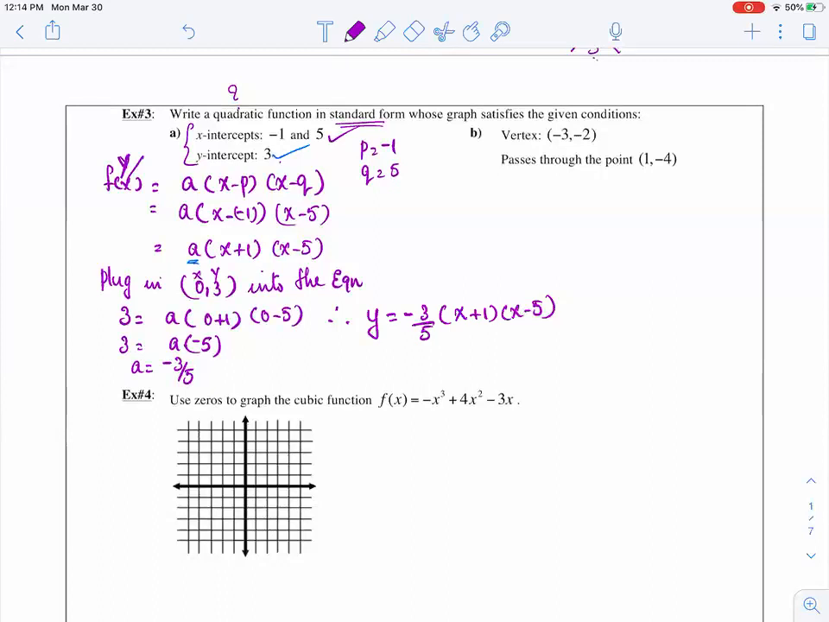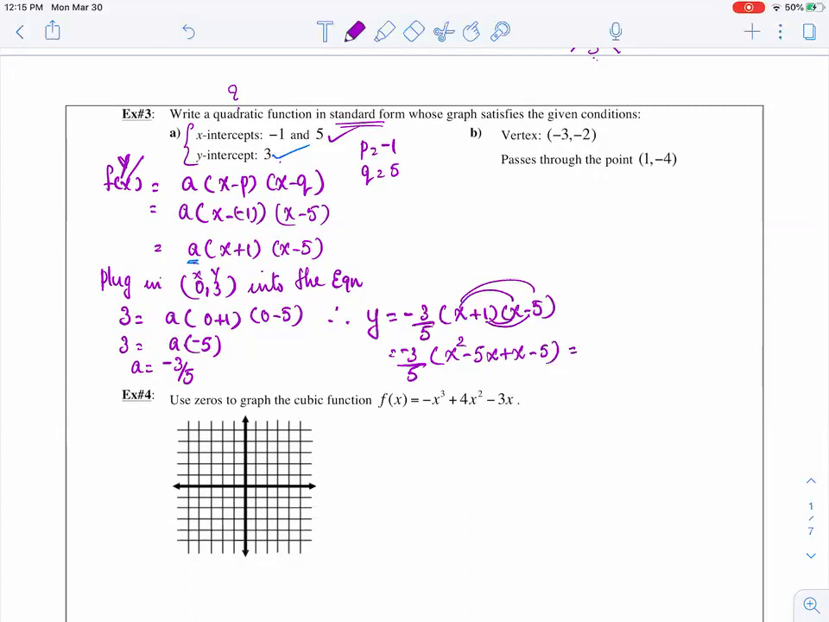No. Why? What is the last thing we need to do? Which form do we need to see at the very end? The standard form. This is the intercept form. We need to convert this intercept form into standard form. That's going to be very easy. Just expand this. When you expand, you get x times x is x squared, x times -5 is -5x, 1 times x is x, positive 1 times -5 is -5.